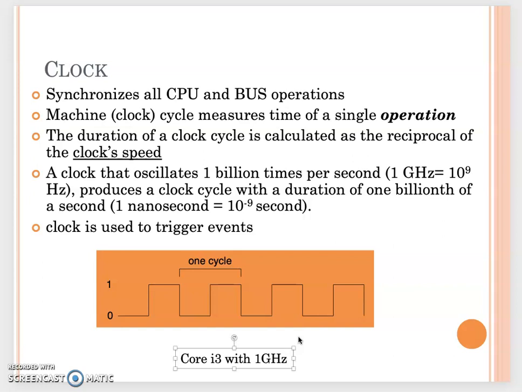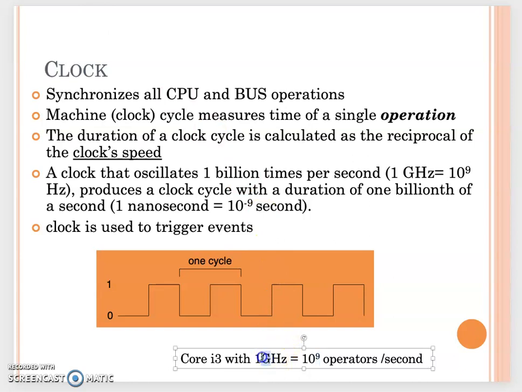So when we say the 1 gigahertz speed, 1 gigahertz actually means the speed. And gigahertz means in 1 second how many operations. So 1 gigahertz actually means in every second, we have 1 giga operation. So what is 1 giga? 1 giga means 10 to the 9th power.